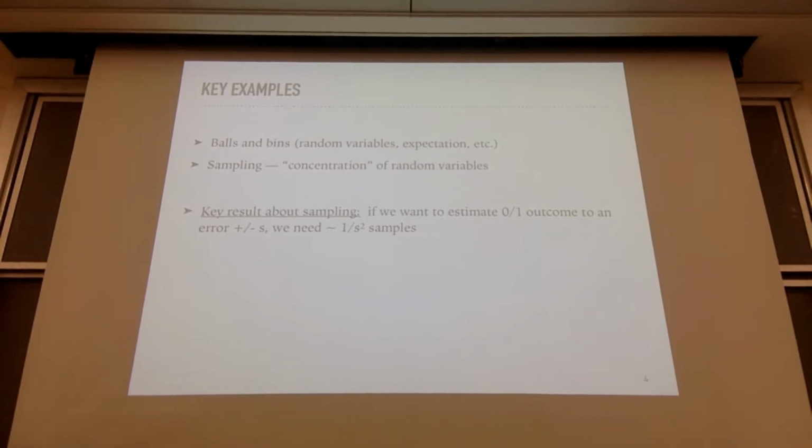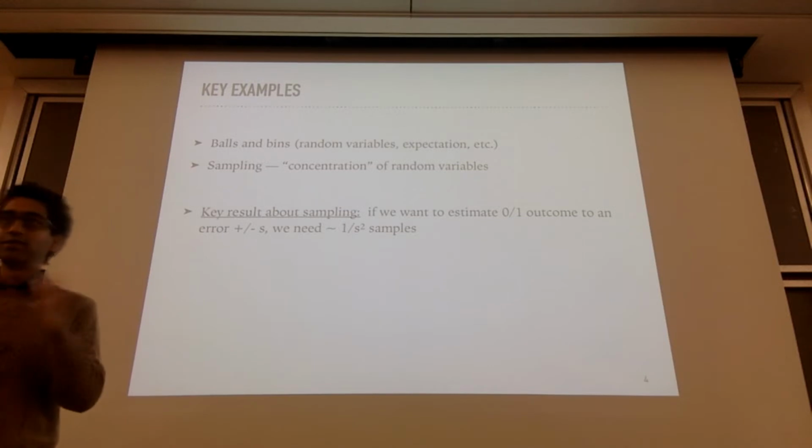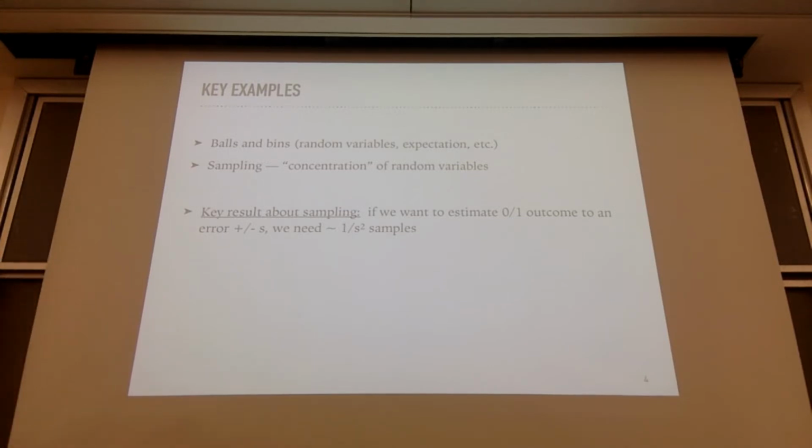The first one was balls and bins. You have a bunch of balls that hash randomly to a collection of bins, and we analyzed various things like what is the distribution of the bins and how many bins are empty and so on. This is useful because it is often used in the analysis of hashing.